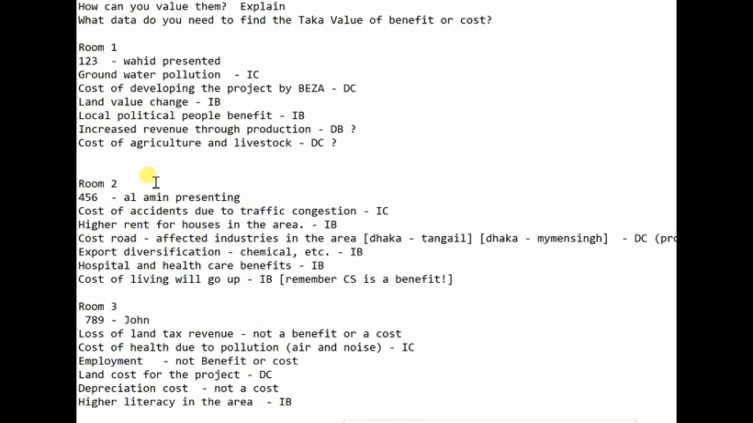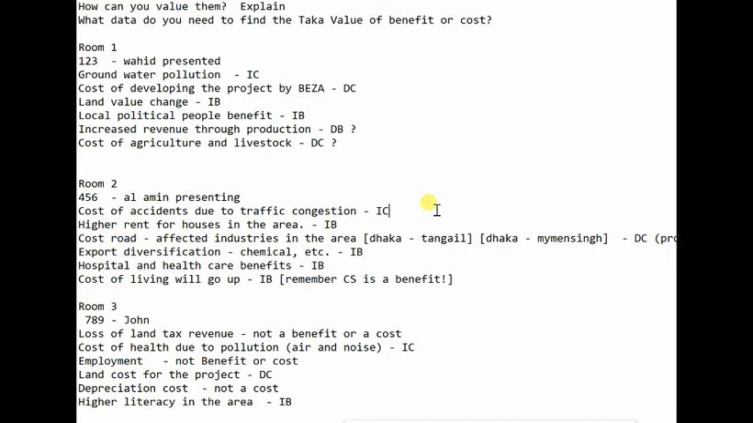Next, room number two, Alamin presented. In this case, cost of accident. Obviously, it's an indirect cost because it's not a cost to BEZA, it's a cost somewhere else. Higher cost of housing, indirect benefits, perfectly all right.